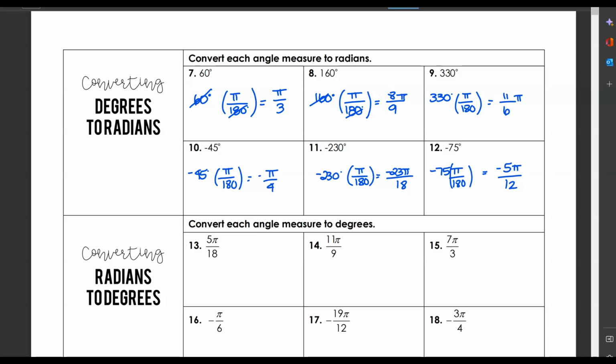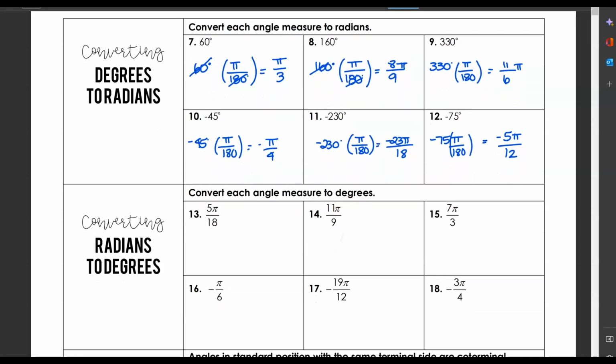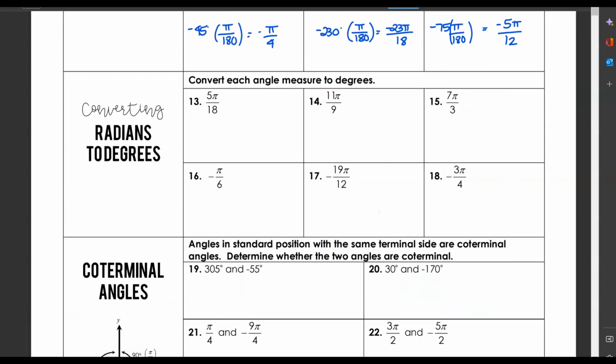All right, so hopefully you were able to complete all of these. You got 8 pi over 9, 11 pi over 6, negative 4 pi over 4, negative 23 pi over 18, and negative 5 pi over 12. All right, we'll do some more practice of this in class.